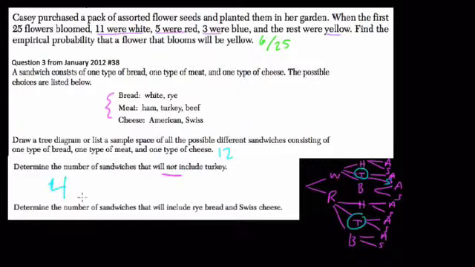Types of sandwiches. Determine the number of sandwiches that will include rye and Swiss. So rye is automatically half the grid, right? But we need rye and Swiss. So it's rye and Swiss, Swiss, Swiss. So that's 3 cases. Over here, there's no rye, but there is Swiss, but we need both. So there are 3 sandwiches out of all the sandwiches here, the 12, that have rye and Swiss.